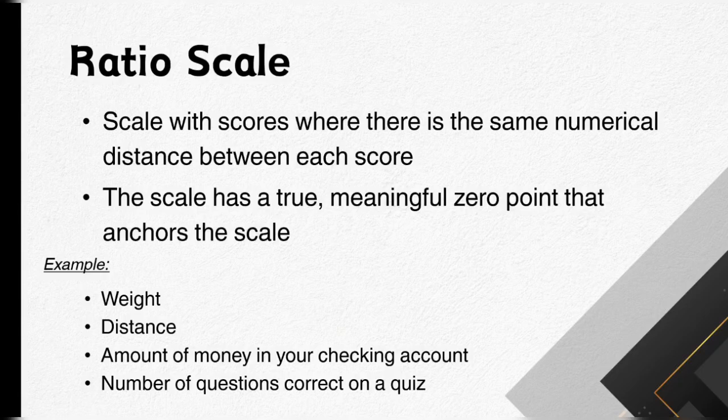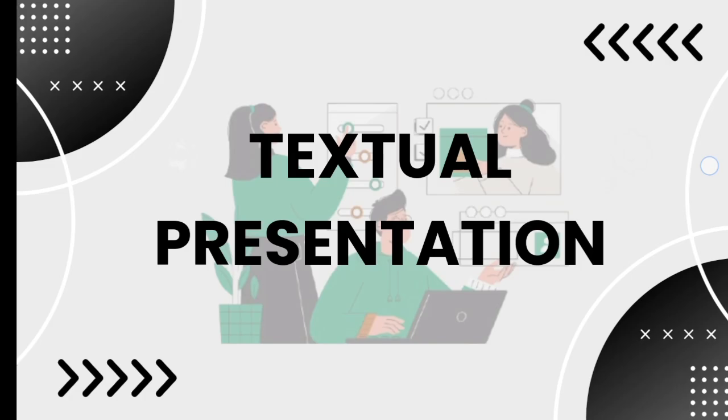So one good example of the ratio scale is weight. If something weighs 0 pounds, it truly has no weight. You can also say that something weighing 20 pounds is twice as heavy as something weighing 10 pounds. So height, distance, and time are also other examples of ratio scale. So now let us proceed to the textual presentation.